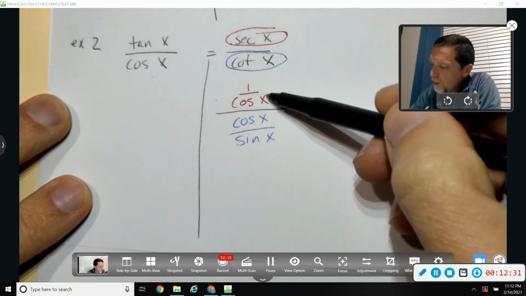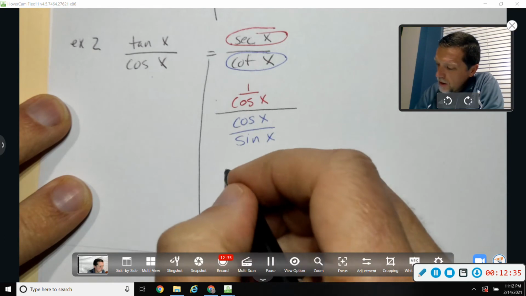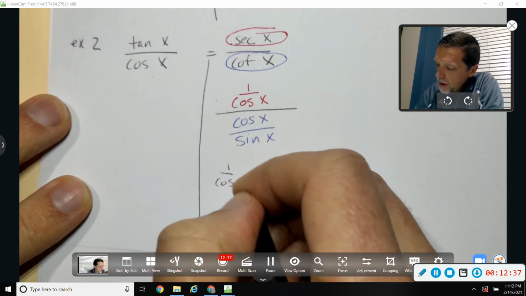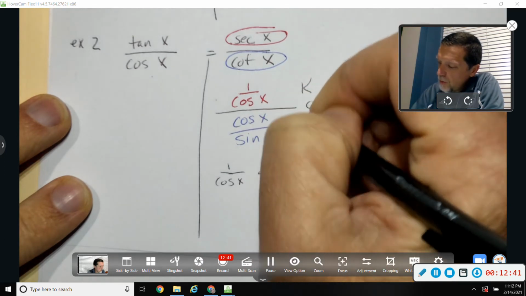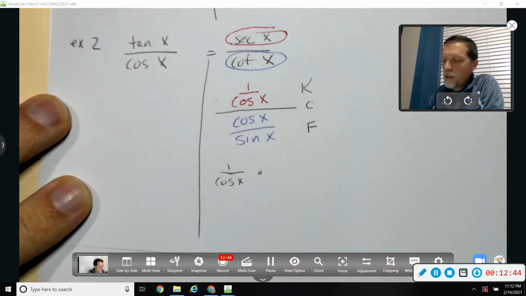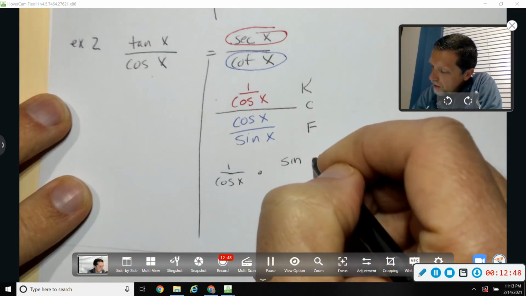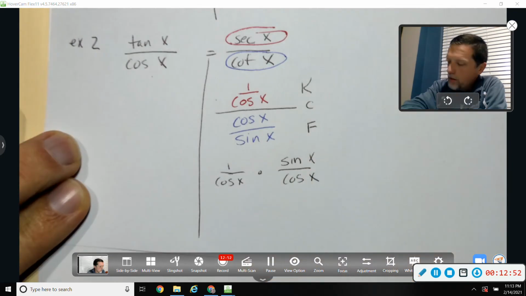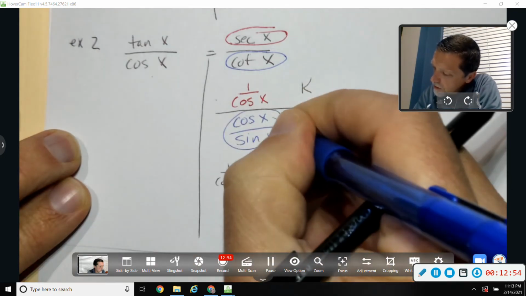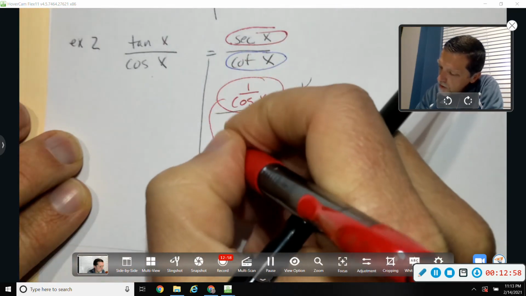I think maybe we treat this one as another keep it, change it, flip it, like an algebra step. So I'll keep the top, change it to multiplication, and good old keep it, change it, flip it, and then I'll flip the bottom. So that would be sine x over cosine x. Maybe I should have kept the color code there. So that was the blue one. Cosine was this one.